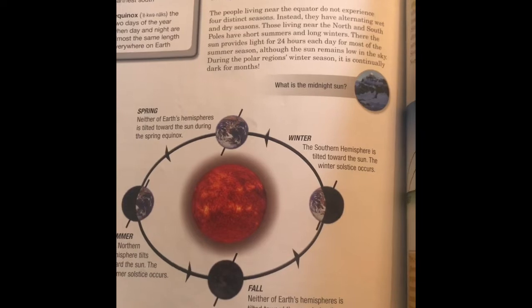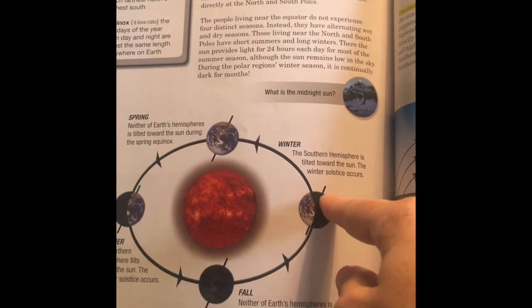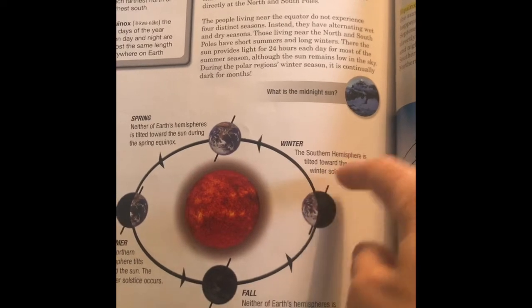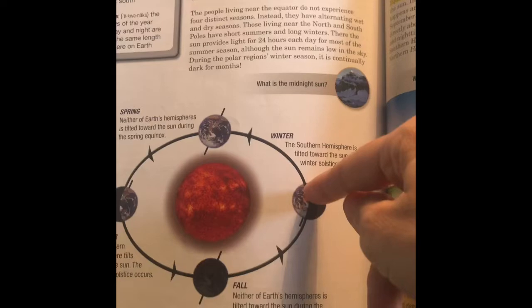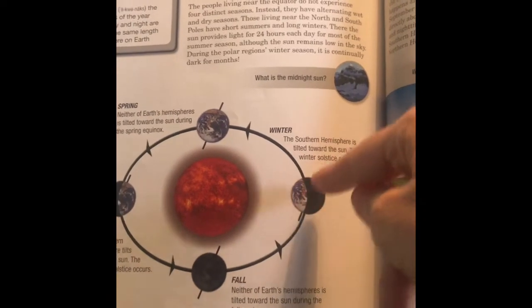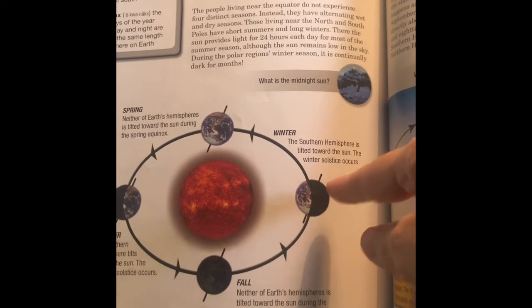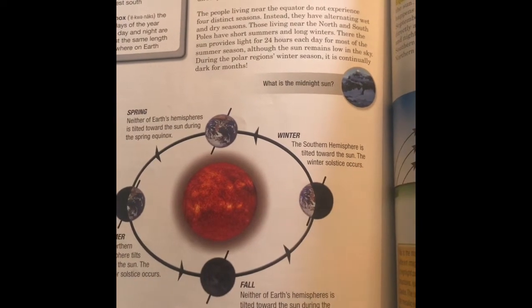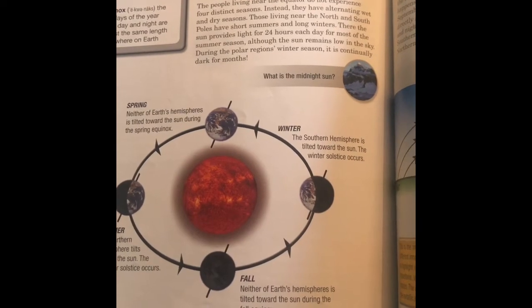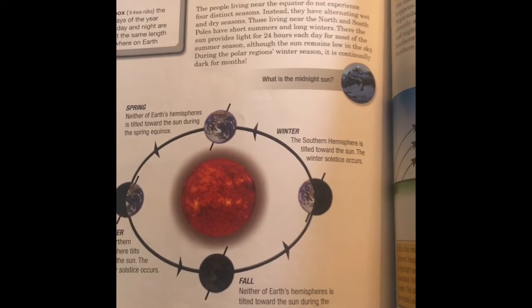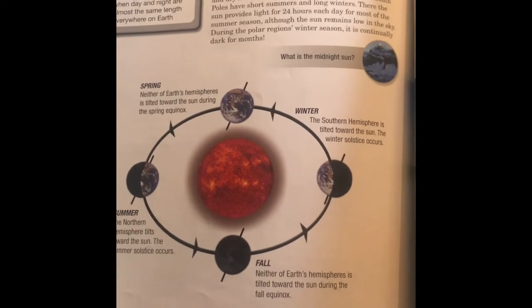Okay, so those living near the north and south poles have short summers and long winters. The sun provides light for 24 hours a day for most of the summer season, although the sun remains low in the sky. During the polar region's winter season, it is continually dark for months.